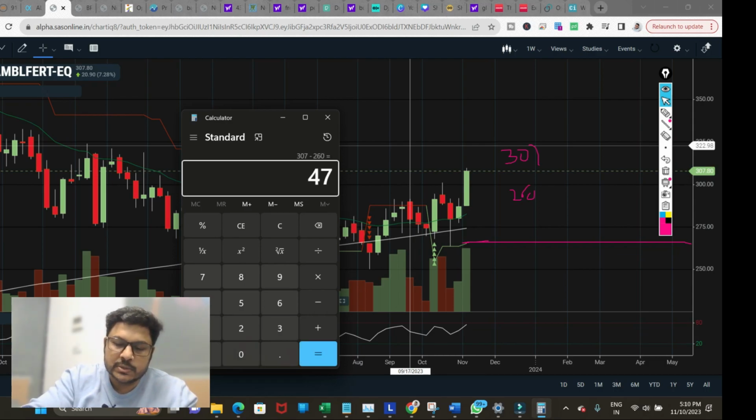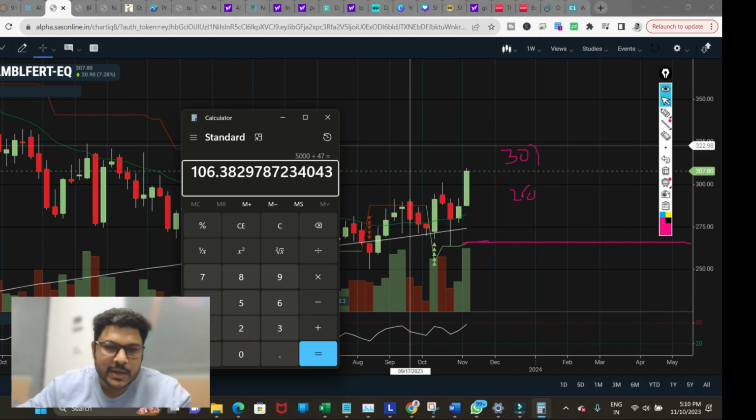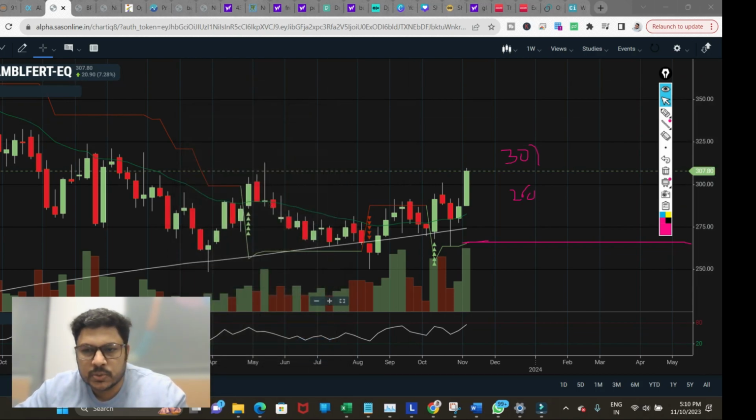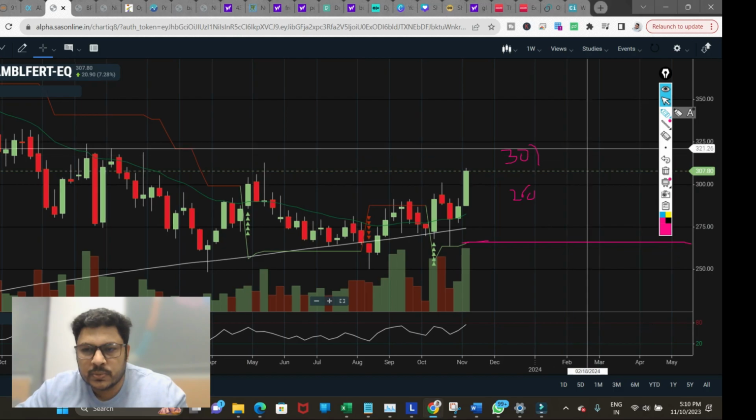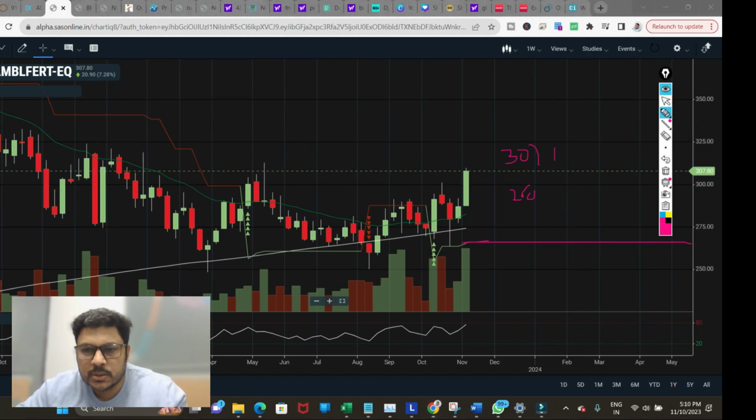So if your risk per trade is 5000, okay, you can only risk 5000 per trade, then 5000 divided by 47, 106 shares you can buy. So 106 is your quantity which you have to buy here, okay, nothing more, nothing less. 106 quantity if you buy here, if your stop loss is hit, candle closes below this, you will lose 5000.